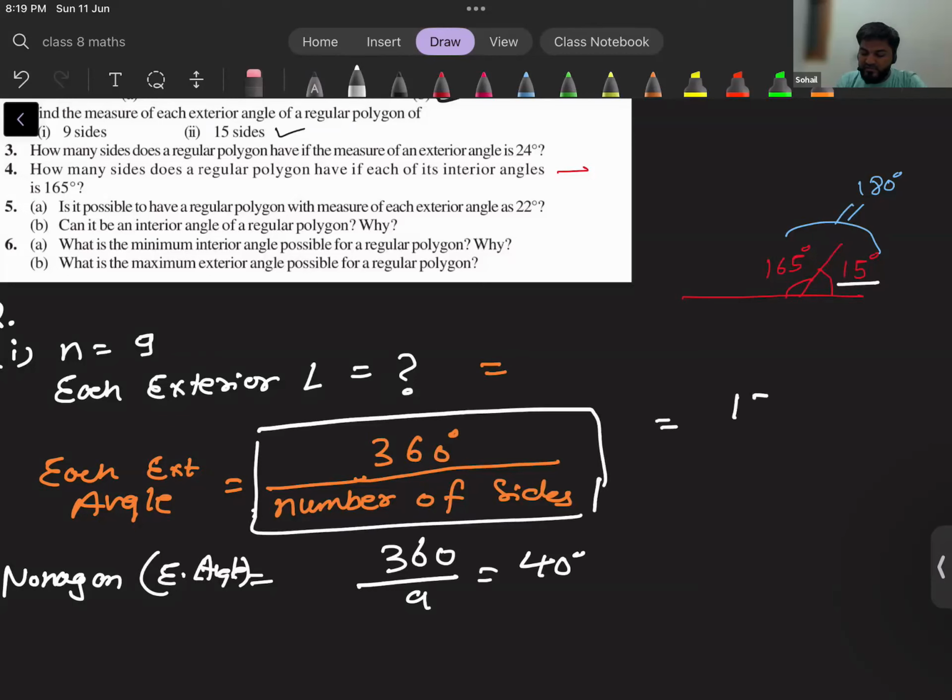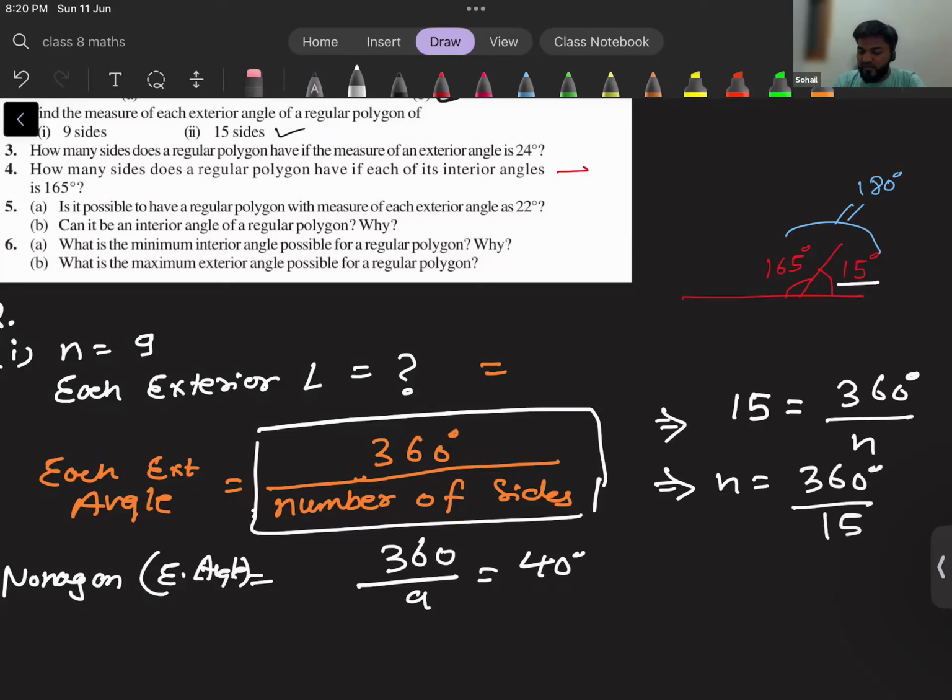We are required to find the sides of the regular polygon. So 15 equals 360 upon n. Putting in 15, what is the value of n? Is it not 24? So that polygon has 24 sides. Yes, sir.